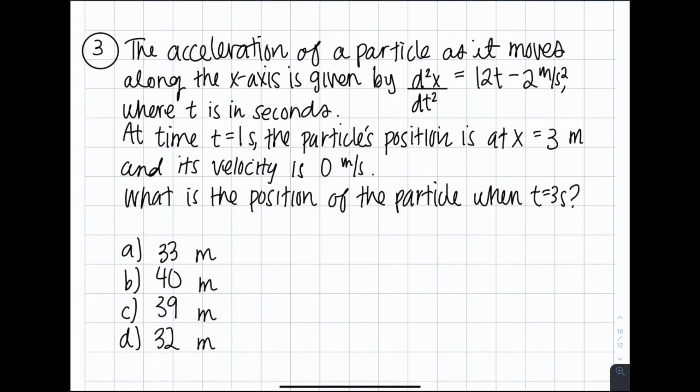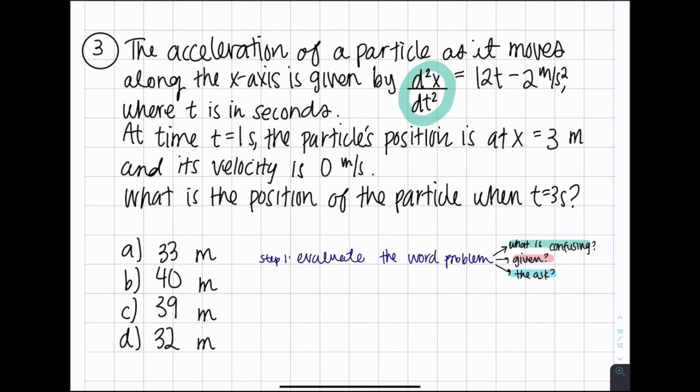And lastly, we have question 3, which states, the acceleration of a particle as it moves along the x-axis is given by d squared x over dt squared equals 12t minus 2 meters per second squared, where t is in seconds. For step 1, let's evaluate this word problem, just like we did in question 2a. We'll want to look at what's confusing us, what's given, and what's being asked of us.